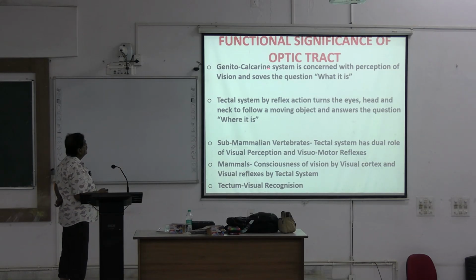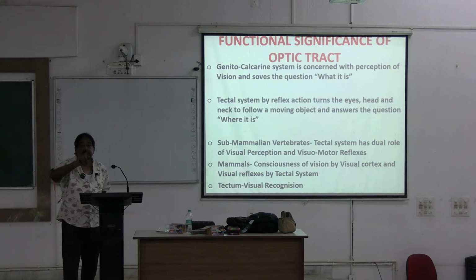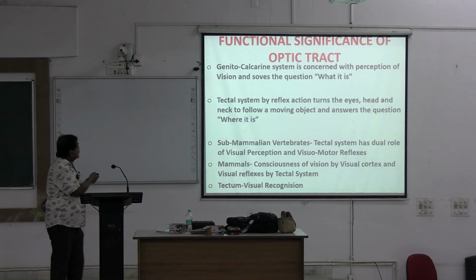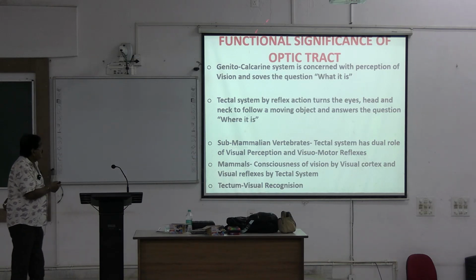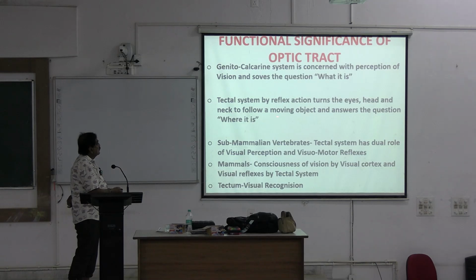The geniculocalcarine system is concerned with perception of vision and solves the question, what is it? And the tectal system, by reflex action, turns the eyes, head and neck to follow moving objects and answers the question, where is it? Suppose you tell someone, look, that bird is flying over there. Then the tectal system by reflex action turns the eyes, head and neck to follow a moving object and answers the question where it is.